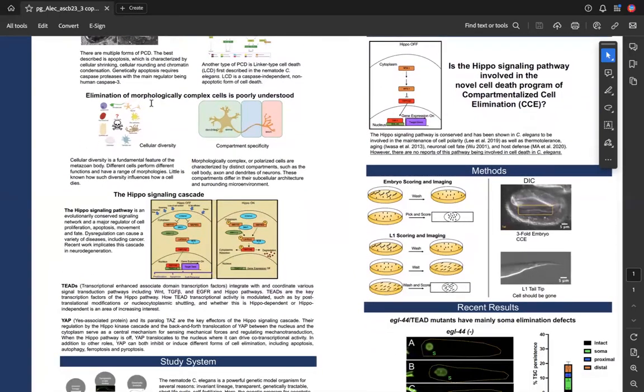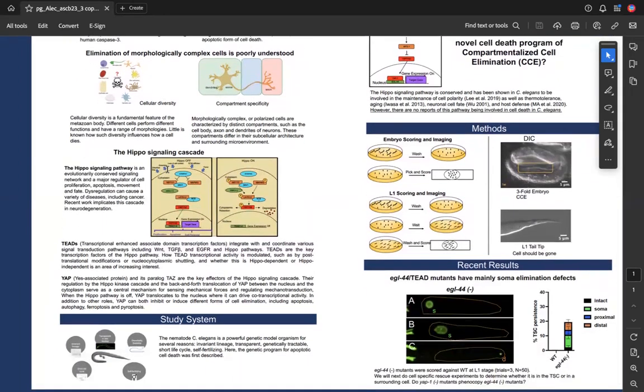Elimination of morphologically complex cells is poorly understood. The human body is made up of many types of cells, many of which have different protrusions and extensions that go into different microenvironments. And within these cells, there are different subcellular architectures that influence how they die.